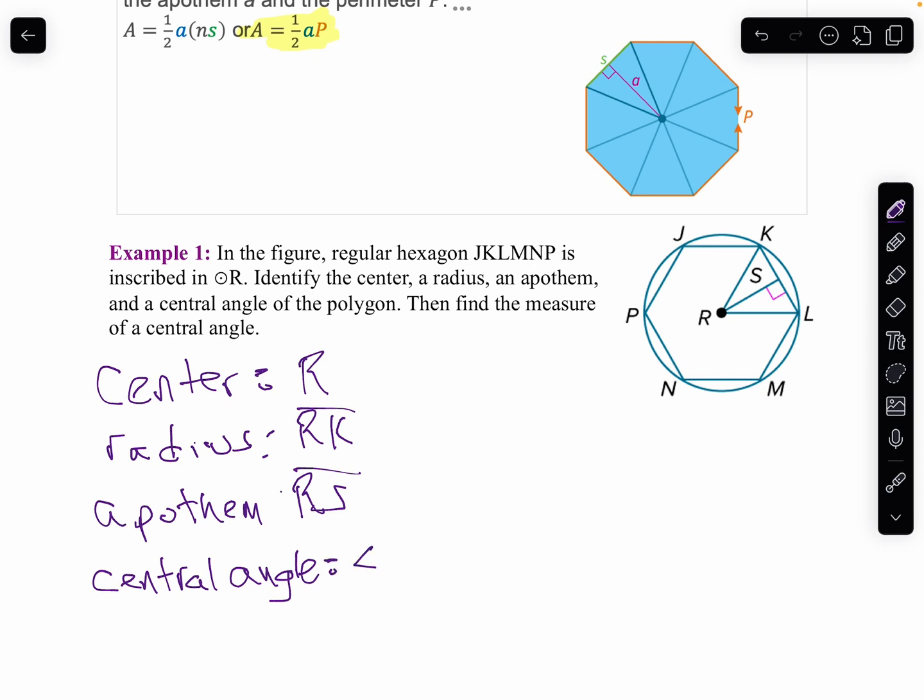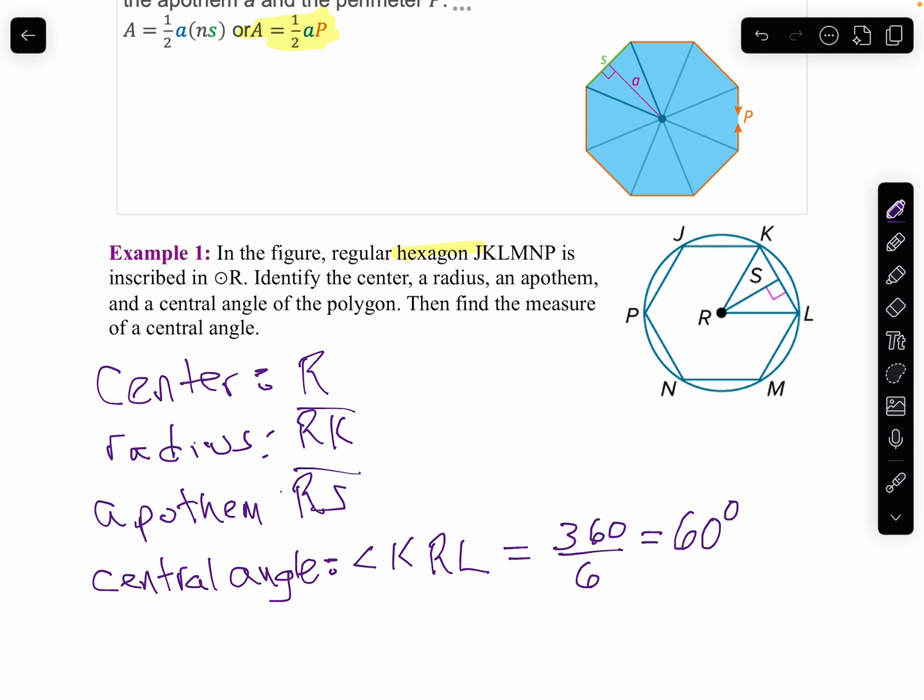So it's angle K. Whoops, I can't write. I said it, but I didn't write it. KRL. You could name it LRK if you wanted to. And then we're going to find the measure of the central angle. Well, notice it's a hexagon. So it means there's 6 sides. So this central angle, I'm going to take 360. I'm going to divide it by 6. And my central angle is going to be 60 degrees.